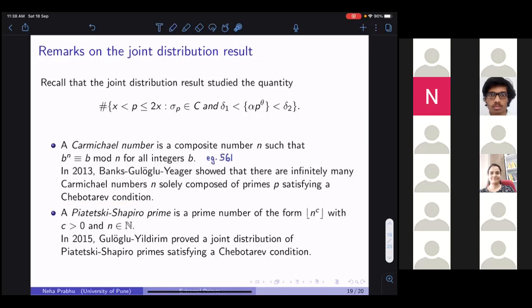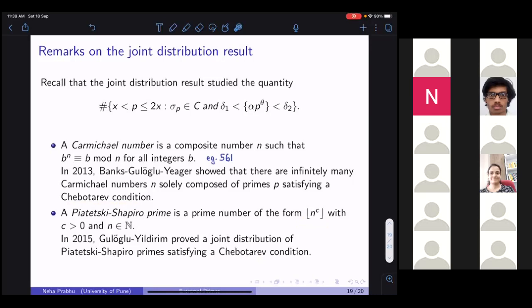And more recently, in 2015, Güloğlu and Yıldırım proved a joint distribution of Piatetski-Shapiro primes satisfying a Chebotarev condition. A Piatetski-Shapiro prime is a prime number of the form integer part of n to the c, where c is some positive real number and n is a positive integer.